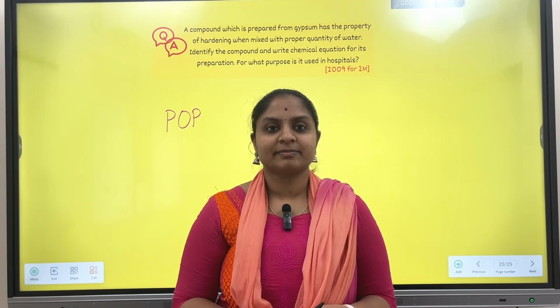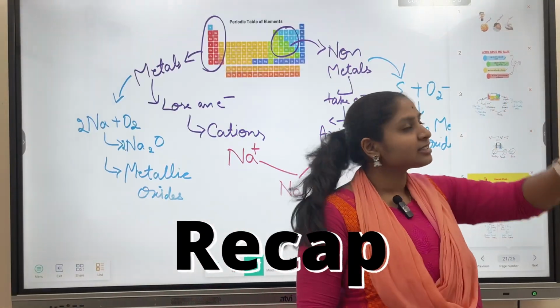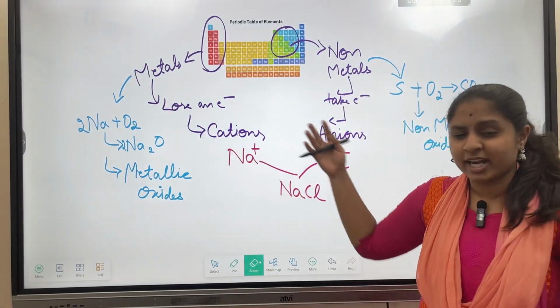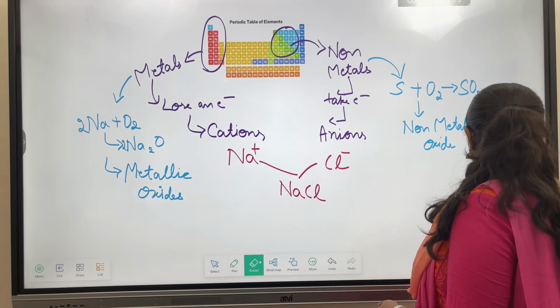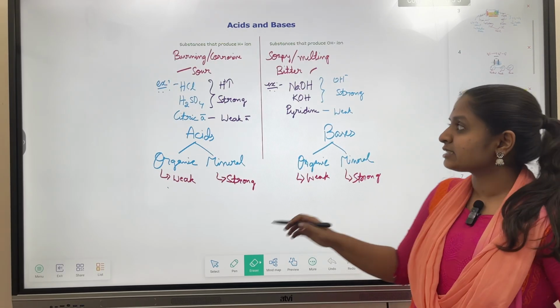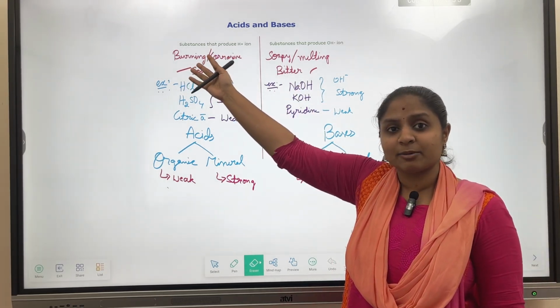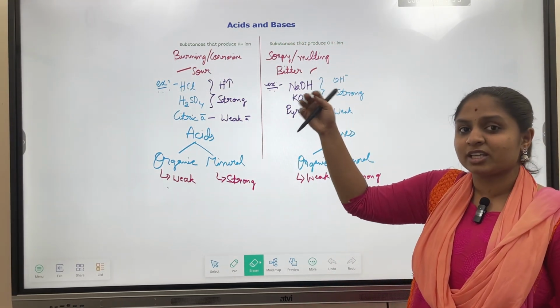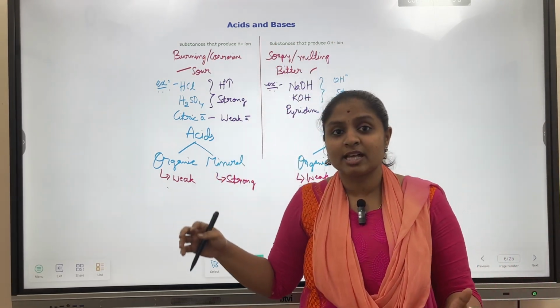Let's move forward. Now let's summarize acids, bases and salts. We started this chapter with understanding what are cations, anions, metallic oxides and non-metallic oxides. Then we differentiated between acids and bases. We saw the differences: acids are burning in nature and sour in taste, bases are soapy in nature and bitter in taste. Then we saw some major examples.